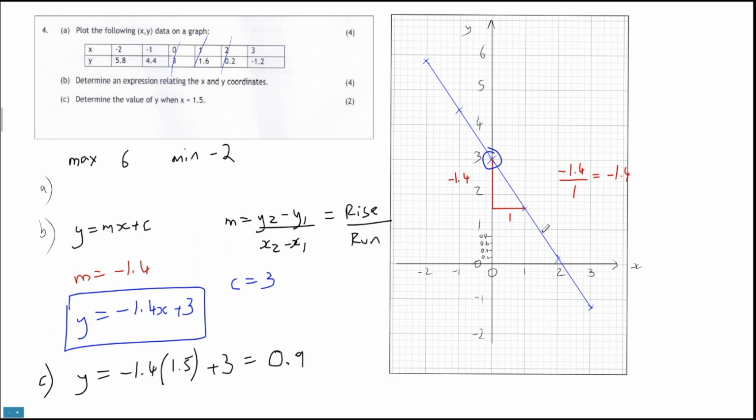I can check it on my graph. I should be able to draw a line up to here and across, and you can see it comes out as about 0.9, but it's not very accurate on this graph because I didn't build the graph to do that. But we've got the equation, so it's okay.